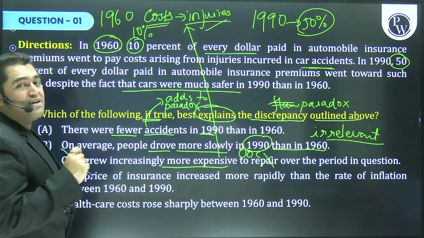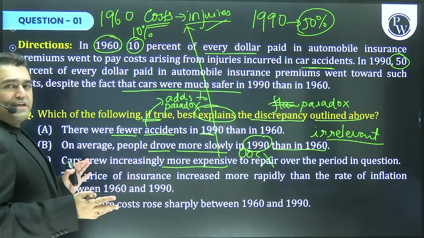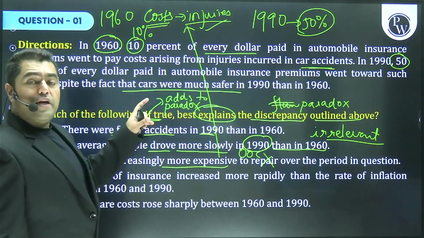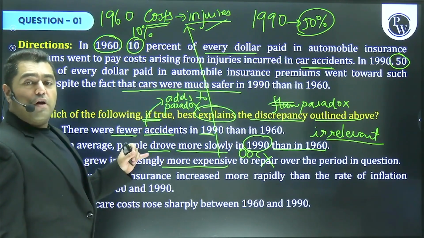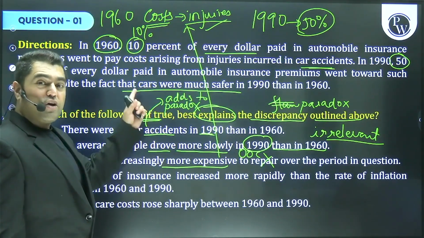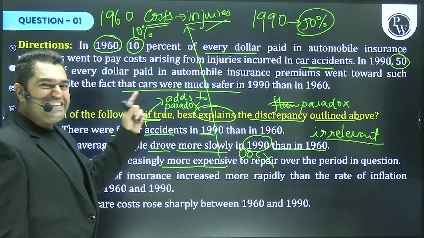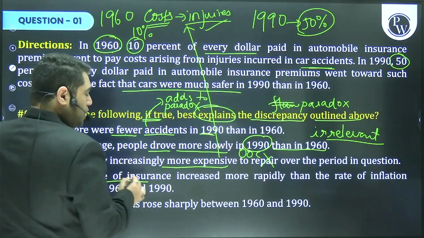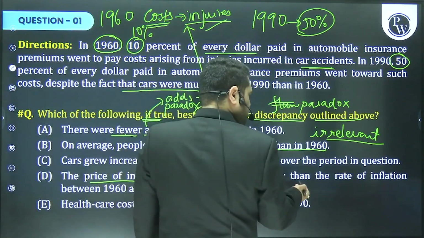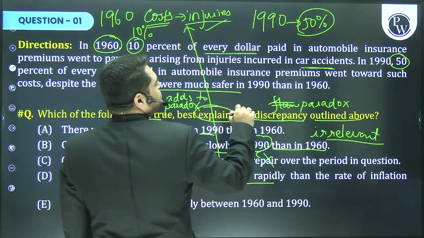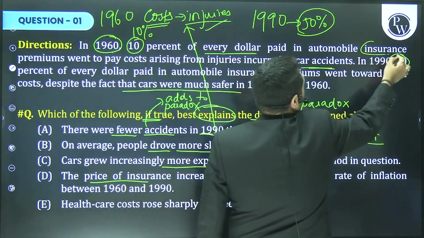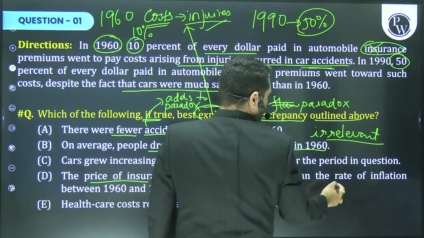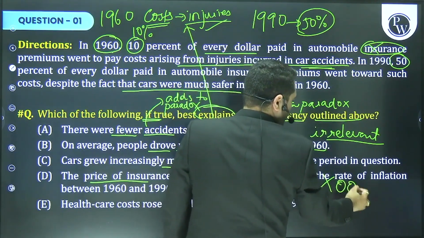Write down the keywords. Otherwise, you'll be all over the place. Now see, C is helping to resolve why premiums are becoming more expensive. Because of repairing, but we are not talking of repairing, we are talking about accidents, injuries. That is why, out of context. D, the price of insurance increased more rapidly. Acha, theek hai. But we are not talking about the price of insurance increasing. We are talking about injury cost increasing. This is irrelevant, out of context.